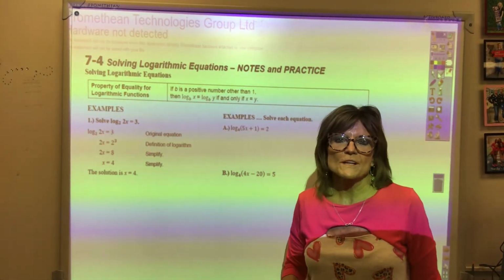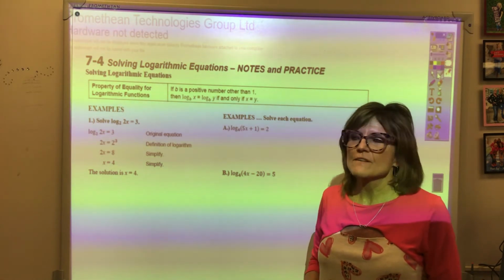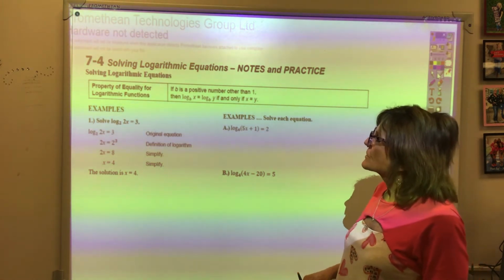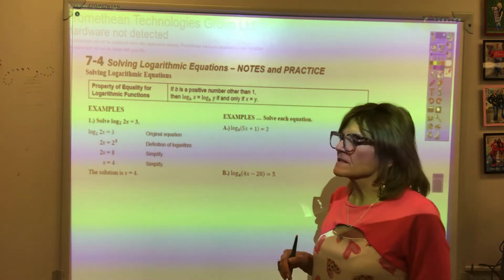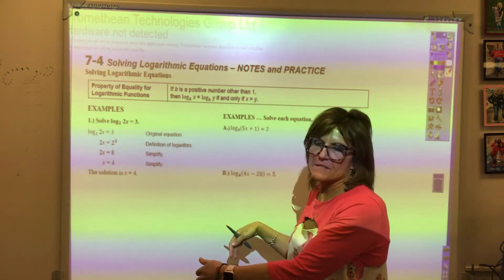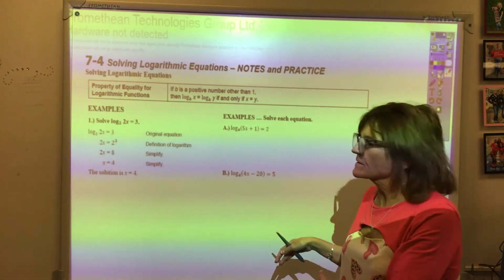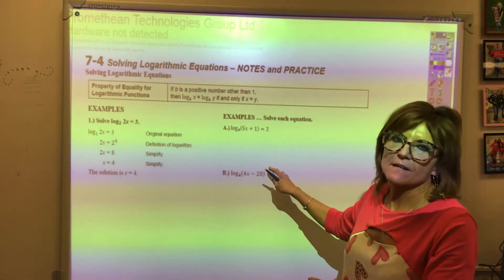Class, today we're going to be looking at section 7.4, solving logarithmic equations. And you'll notice on your sheet that all the examples are on the left and the practice is on the right. So don't let the way I have my screen set up confuse you.